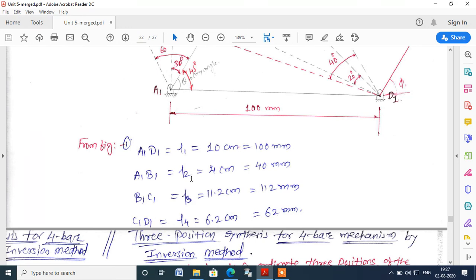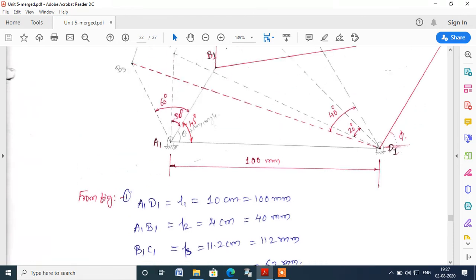This way you have to solve such type of problem, and this method is known as method of inversion. This is a very easy method. Make a practice so that such a type of problem will be solved within 5 to 10 minutes in the exam. We will see another problem in the next class.